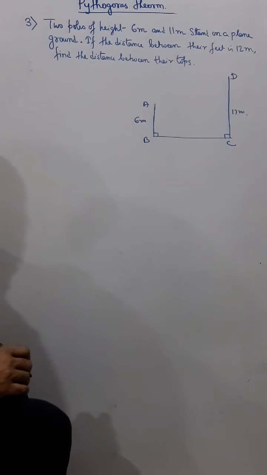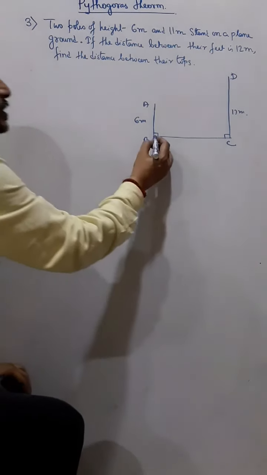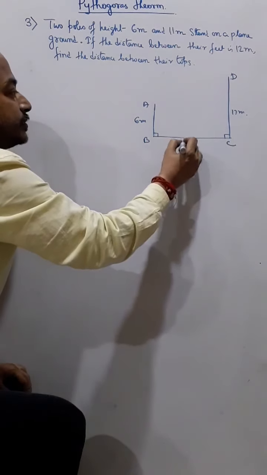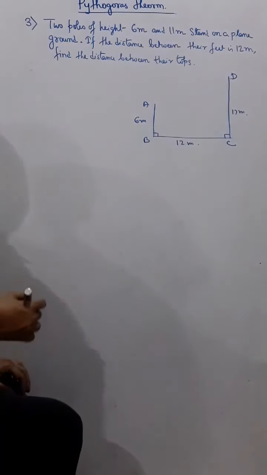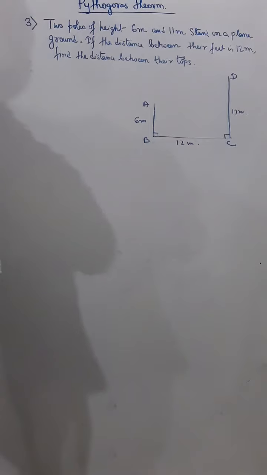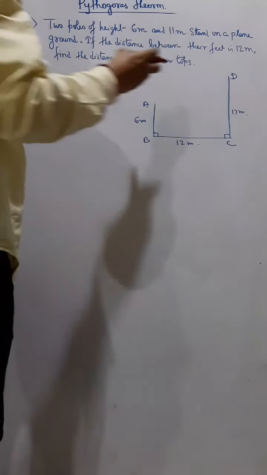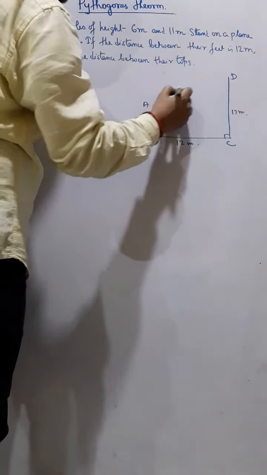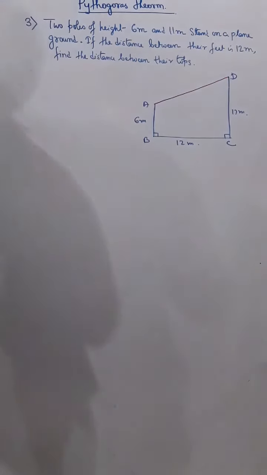And if the distance between their feet is 12 meter, so this is 12 meter. Find the distance between their tops. Understand? So we have to find the distance between their tops. That means we have to find this. Okay, so it's very simple.